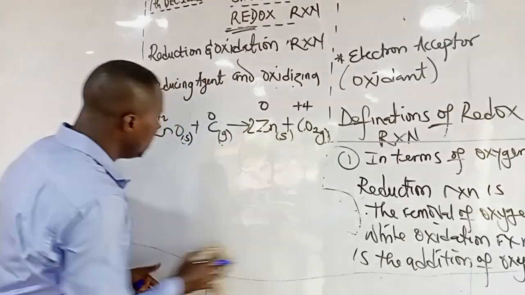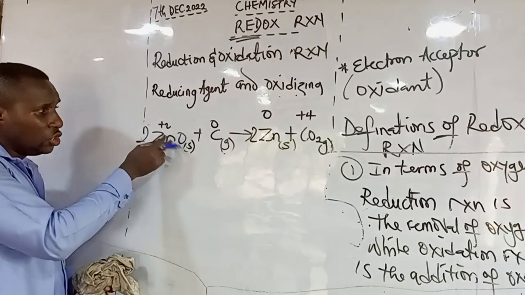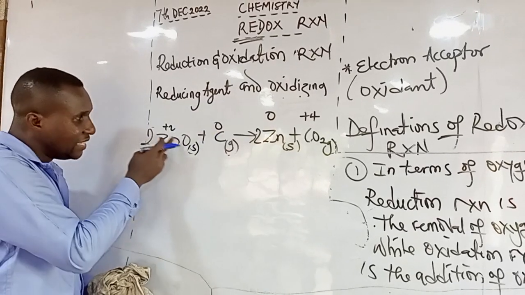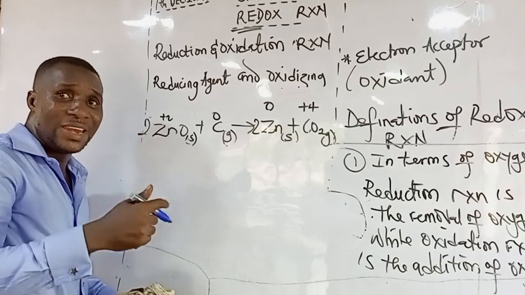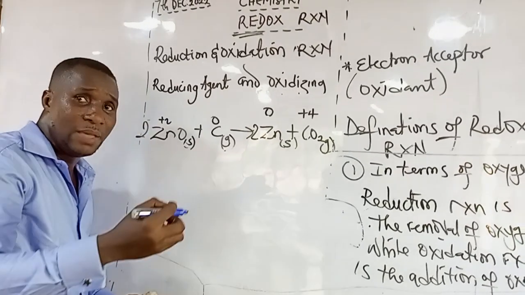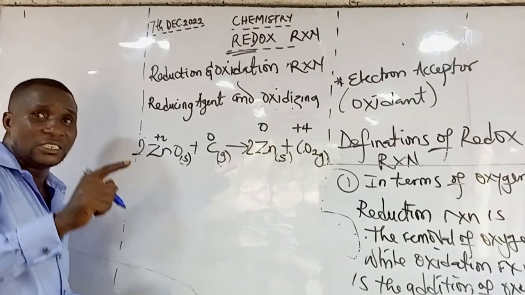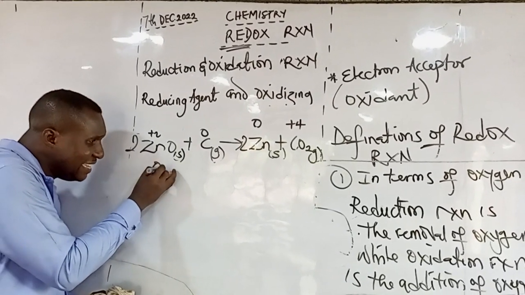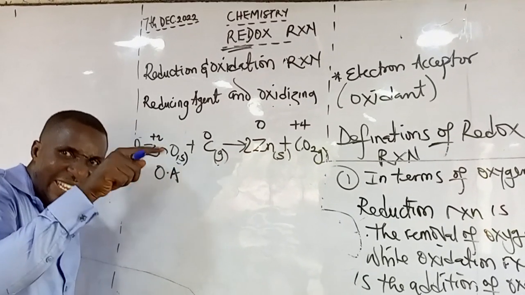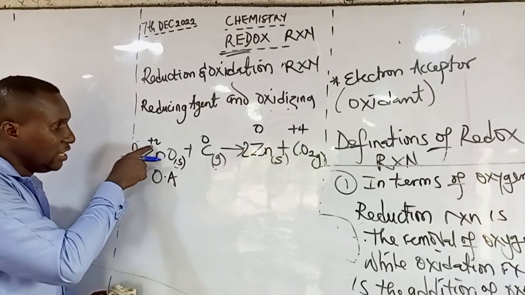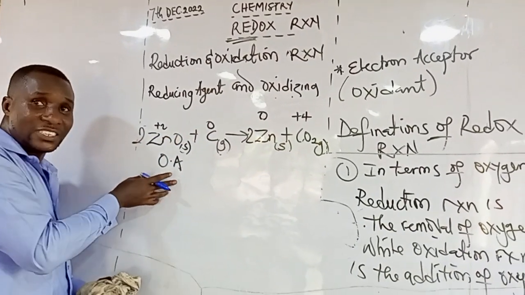Then look at this. From here, the zinc from the reactant has reduced from +2 to what? 0. Zinc has reduced from +2 to 0. And I told you, whenever an atom or an element reduces in oxidation number, such an element is known as an oxidizing agent. An oxidizing agent decreases in oxidation number. This one has decreased from +2 to what? 0. Therefore, zinc oxide is the oxidizing agent.